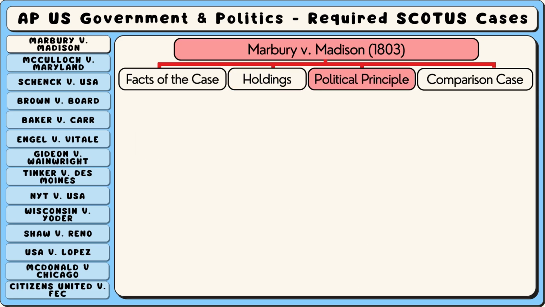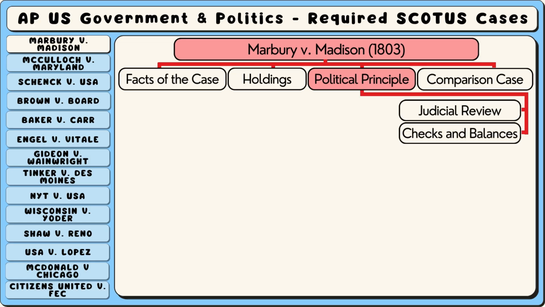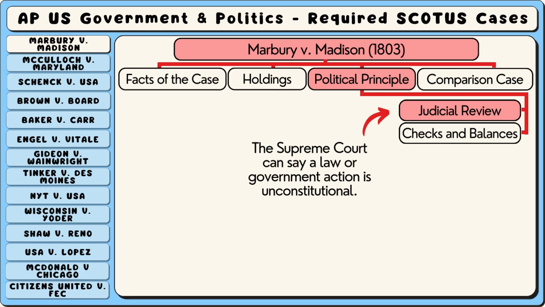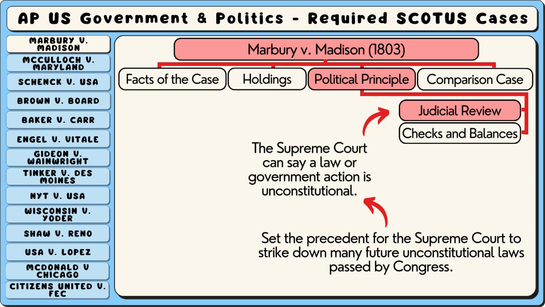So next, you may need to be able to talk about the political principles at the heart of this law. There are two. First, this case established judicial review for the first time. Judicial review means the Supreme Court can say a law or government action is unconstitutional. This set the precedent for the Supreme Court to strike down many future laws that Congress passed, which the court found to go against the Constitution.